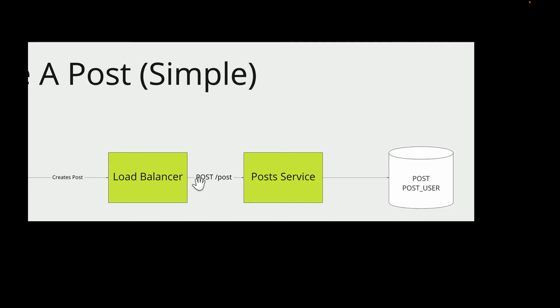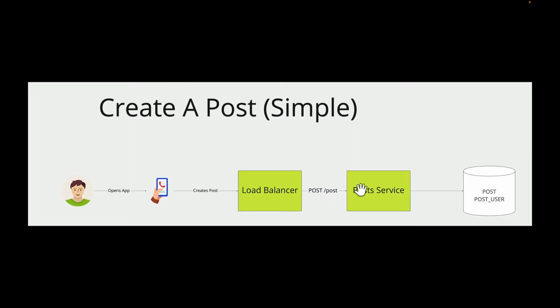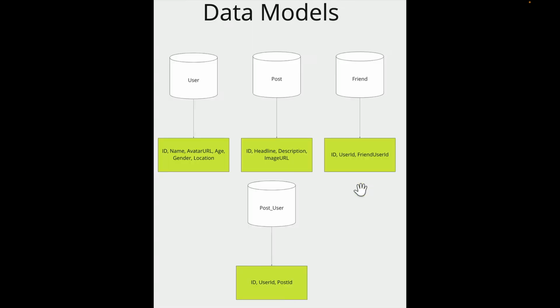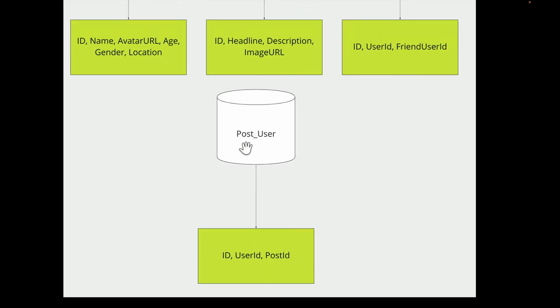The post request, in the request body, is going to have all the data about the post, so the post headline, description, and image. All that the post service is going to do is go ahead and persist the data in our post database and also the post user table, which maps a user to a post. So essentially the backend server is going to go ahead and store the post in this post table, and then also the post user table.